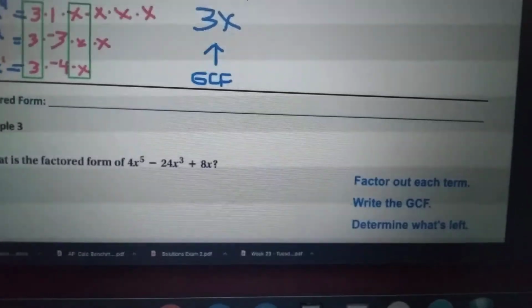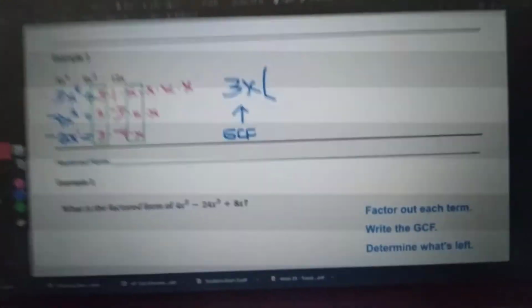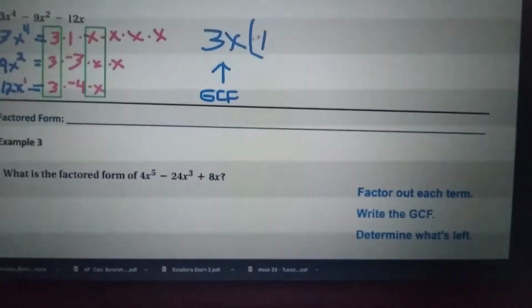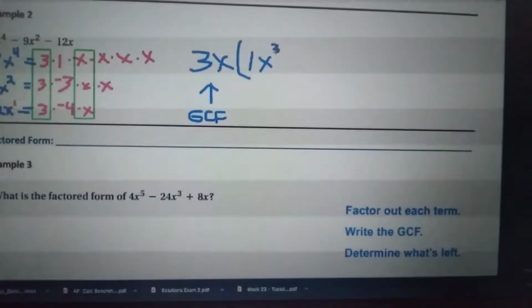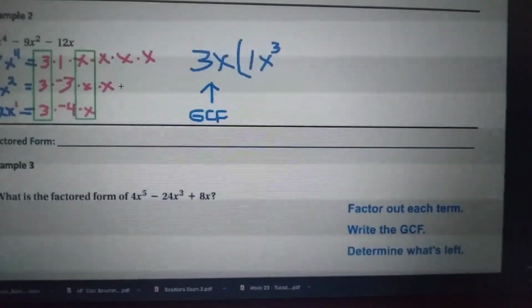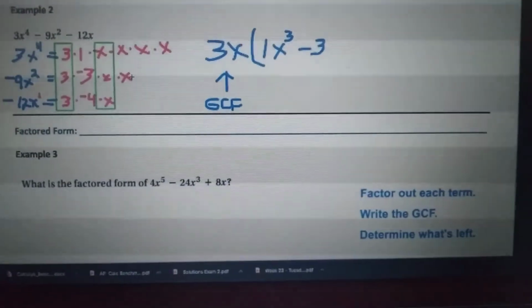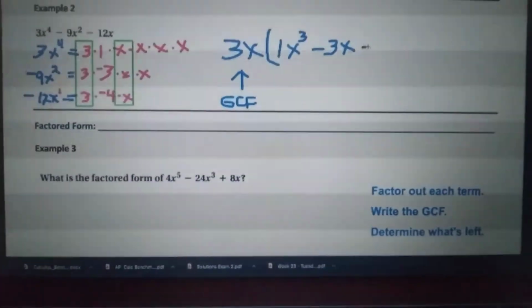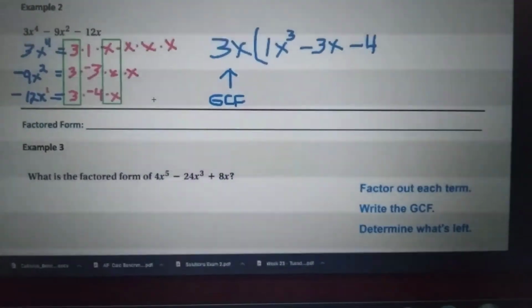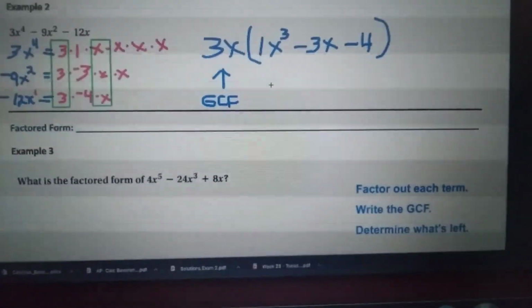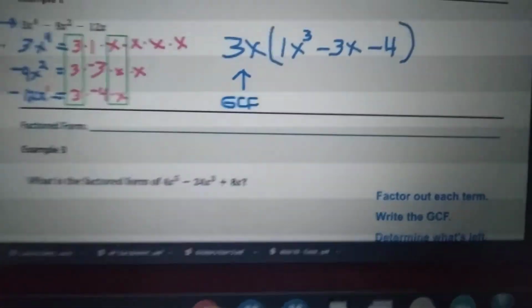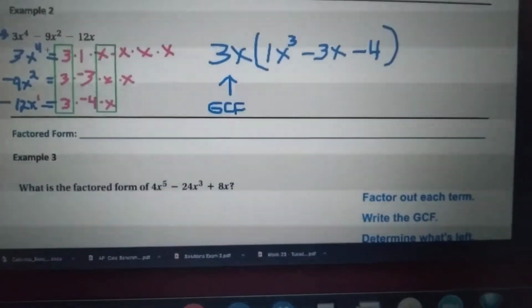And then I put parentheses and then I write down what's left. I got a 1 left, so I'm going to write 1. And then I see 3 x's, so that's x cubed. And then it's a minus 3 is what's left. So minus 3. And then 1x left, x. And then minus 4. And then no x's left. There's my answer. Everyone understand? I have now factored or pulled out the GCF and wrote down what's left. Everyone understand? Good job, Connor.